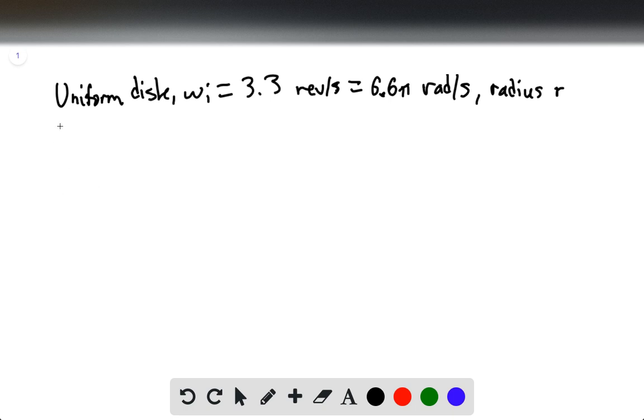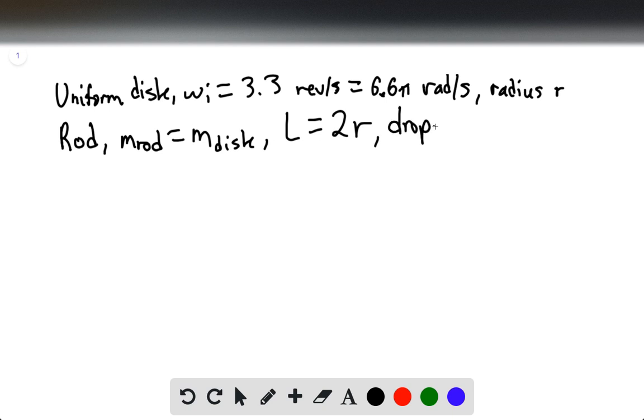For the rod, the mass of the rod equals the mass of the disk. We know that the length of the rod is going to be 2 times the radius of the disk, and it is dropped on the disk.